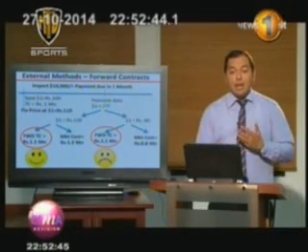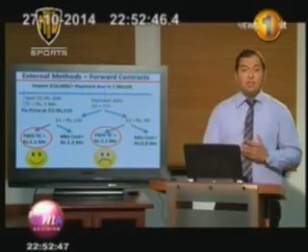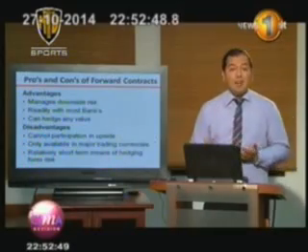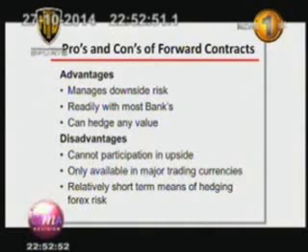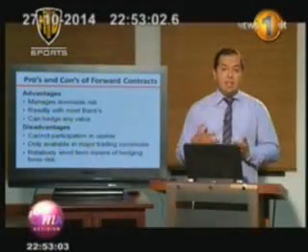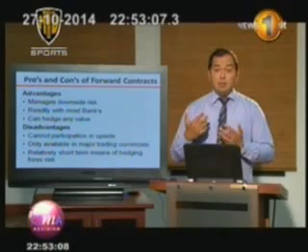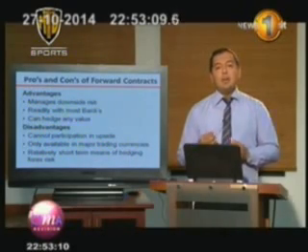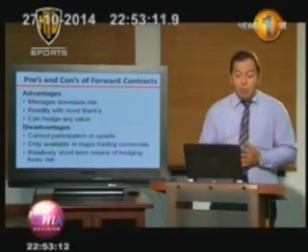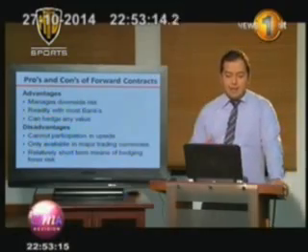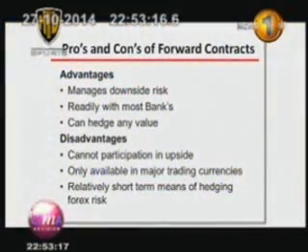Let's look at the advantages and disadvantages of forward contracts. What are the advantages? Like we discussed just now, they manage your downside risk. They are also readily available with most banks, and you could hedge any value. Why? Because these are over-the-counter products where you could create a perfect hedge. Even if you wanted to hedge $975,262,000, you could enter into a contract for that exact value. What are the disadvantages? Like we discussed earlier, you cannot participate in the upside.